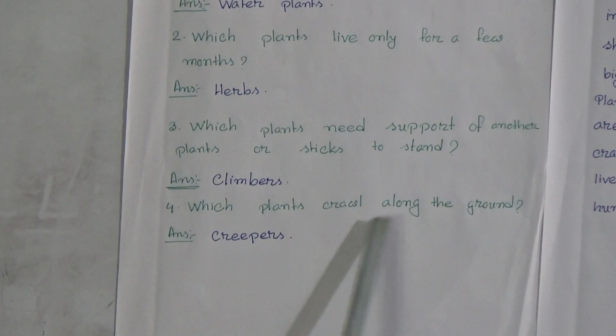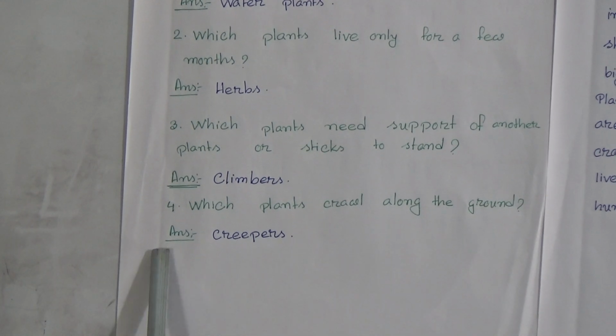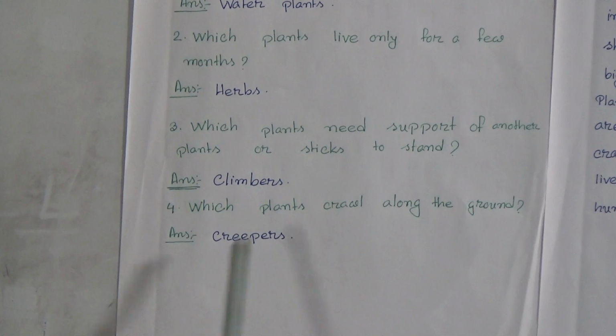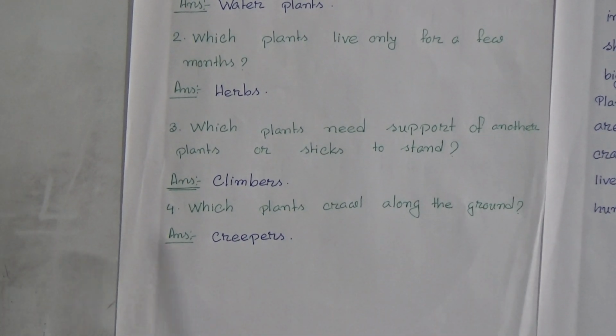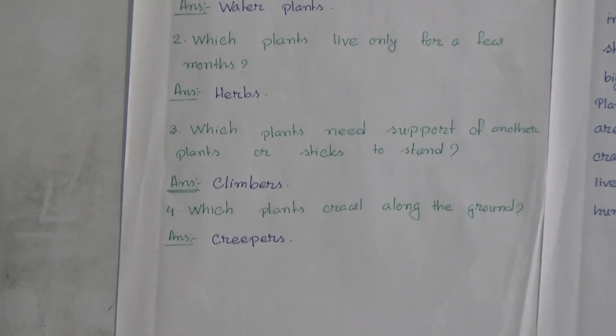Question number 4. Which plants crawl along the ground? Answer: creepers. Again I repeat the question. Which plants crawl along the ground? Its answer is creepers. Now we will read short note.